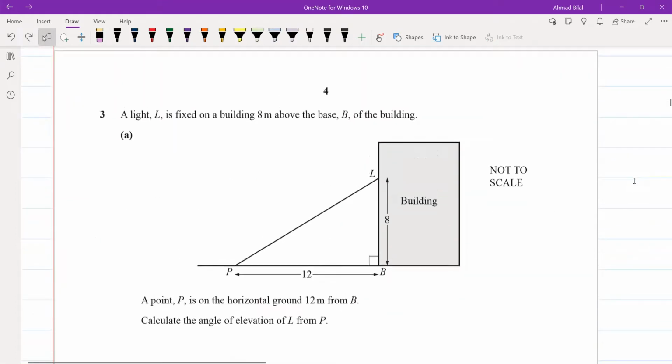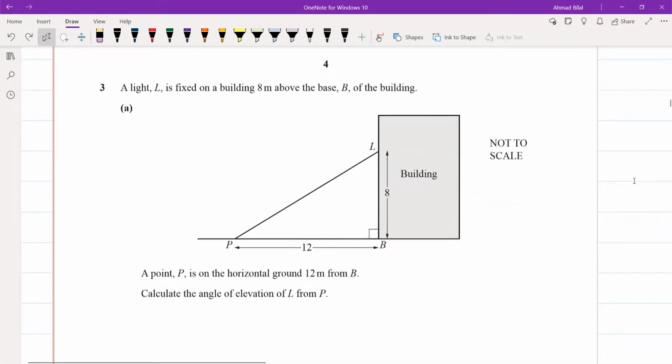So let's move on. In question number 3 we have this light L that is fixed on a building 8 meters that is above the base B of the building. Now there's a light L here and it's 8 meters above the base of the building. Now a point P is on the horizontal ground that's 12 meters from B. So a point P है यहाँ पे, that is 12 meters from that point B. Now we have to calculate the angle of elevation of L from B.